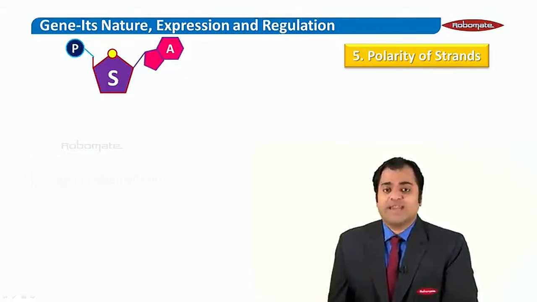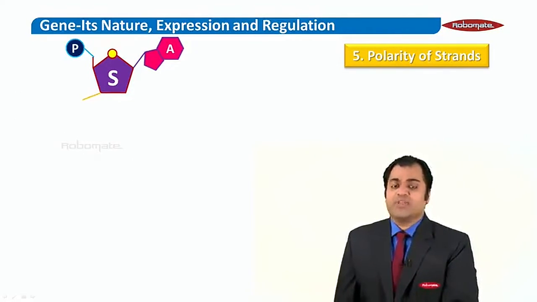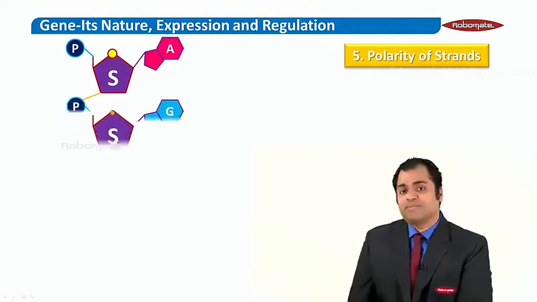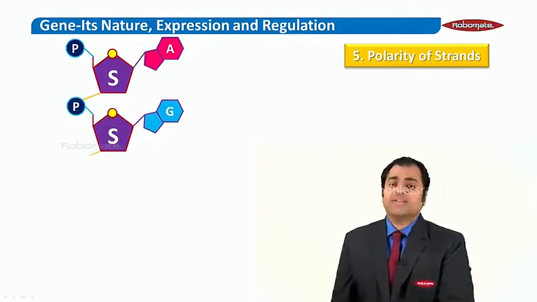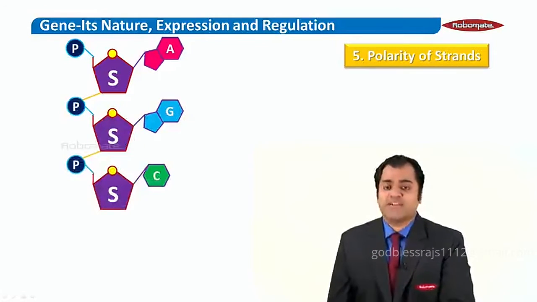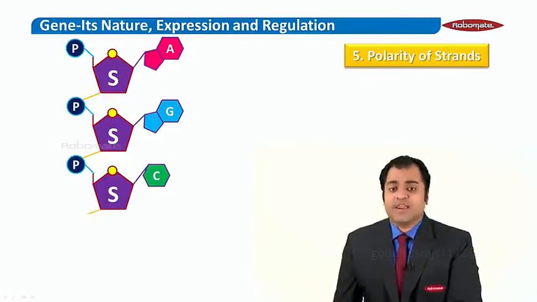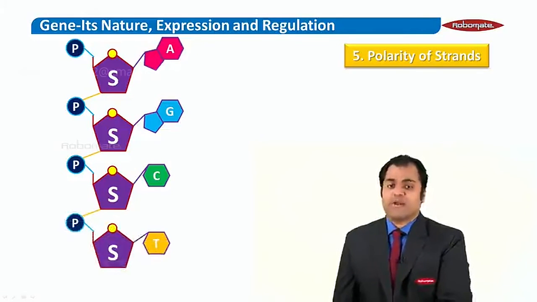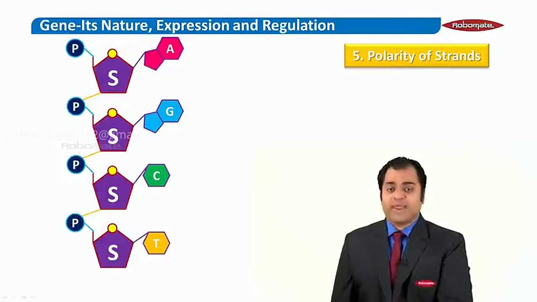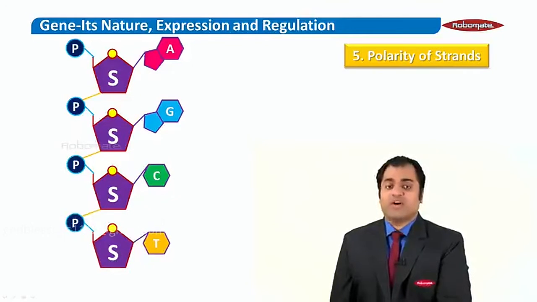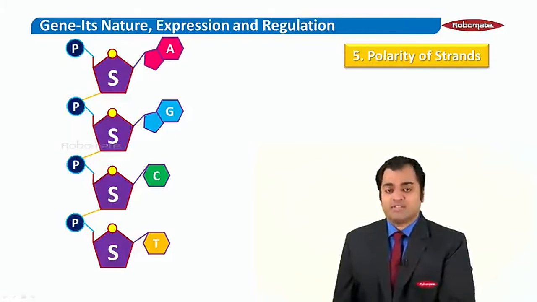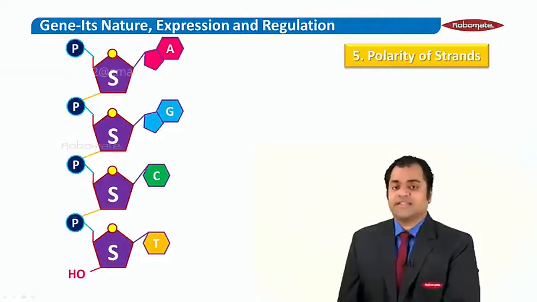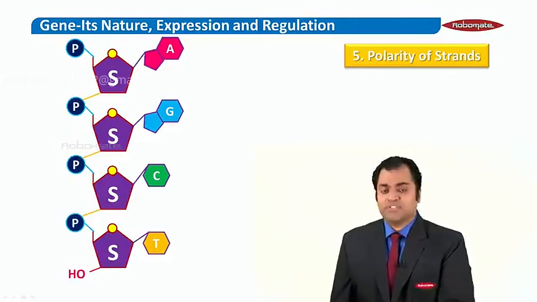Now this nucleotide is attached to the next nucleotide with the help of a phosphodiester bond, right? There you go, phosphodiester bond. Then to the next nucleotide once again by a phosphodiester bond. Then to the next nucleotide also by a phosphodiester bond. So what you see here is one strand of DNA, which is nothing but a long chain of nucleotides attached to each other by phosphodiester bonds. Correct? And that's a free OH group at the third position.